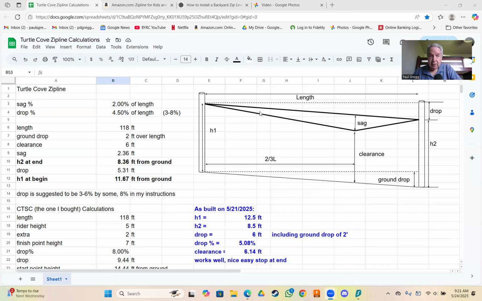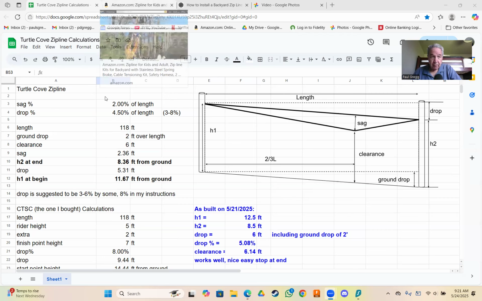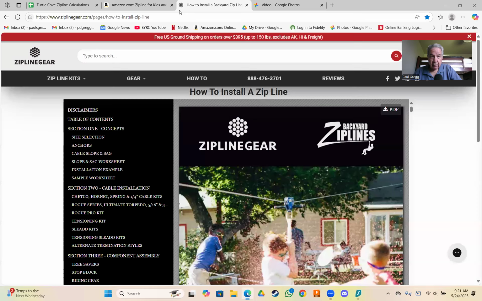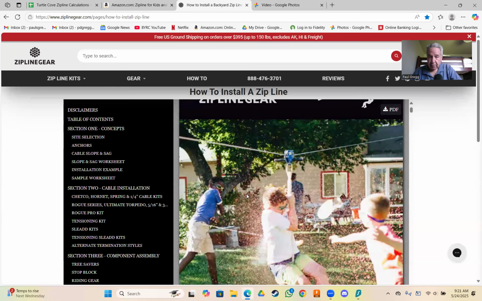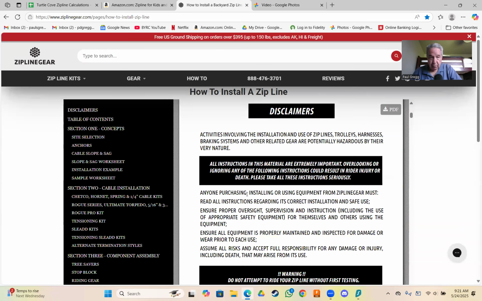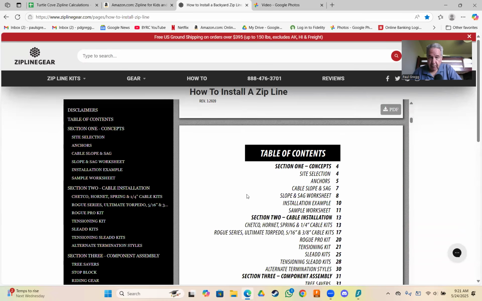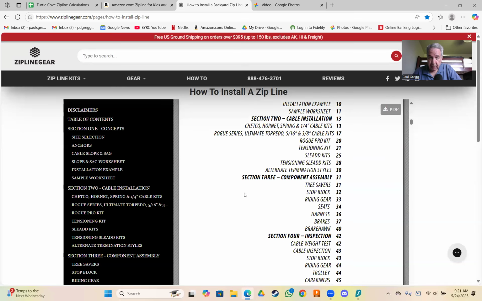So, starting out, I tried a bunch of different websites and came up with different answers on most of them. But this one called Zipline Gear seemed to be pretty good, a pretty good place to start. As I went through it.